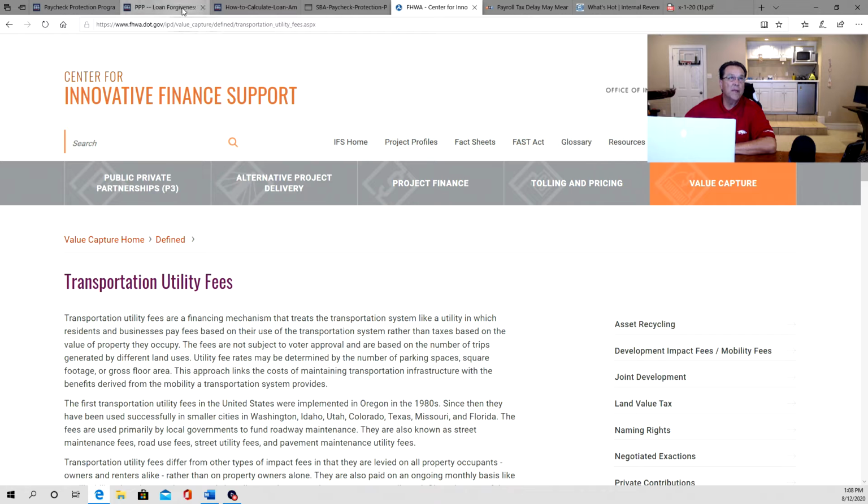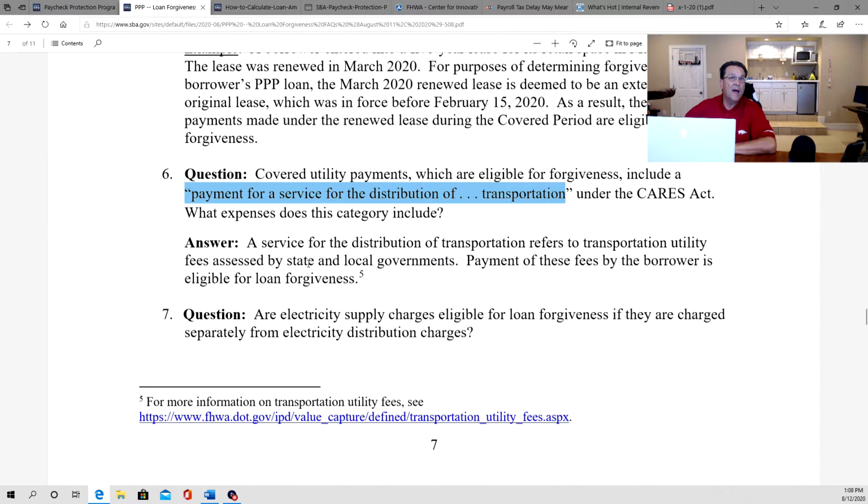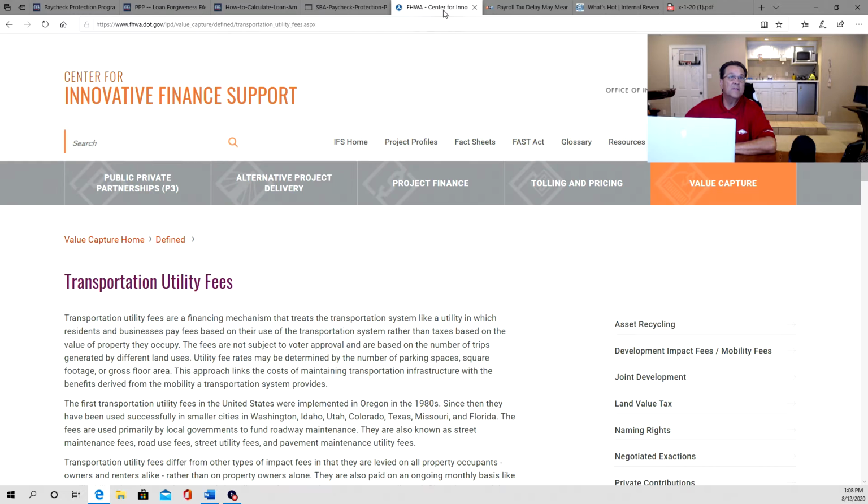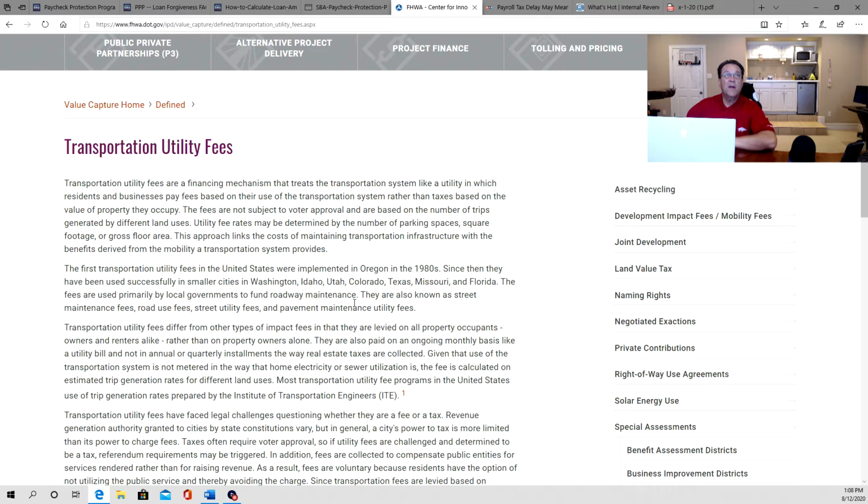And since the SBA is referring it outside of their website, this is the guidance that we should be following. Okay, so then that transportation utility fee is not transportation in itself. So the transportation, and again, I'm just looking for the definition over here on another website. The transportation utility fees are a financing method that treats the transportation system like a utility, in which residents and businesses pay fees based on their use of the transportation rather than taxes.